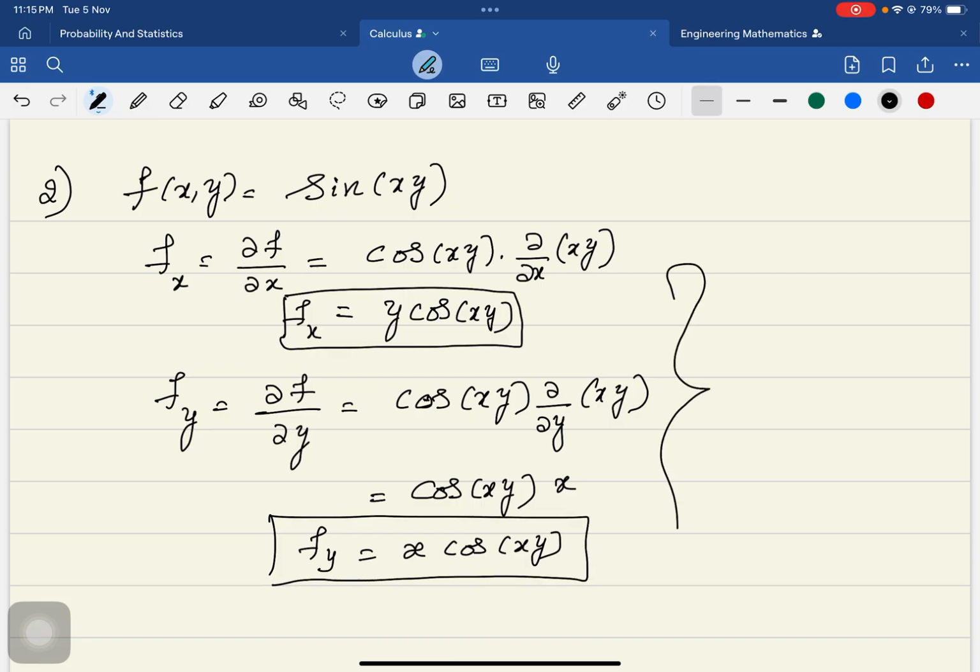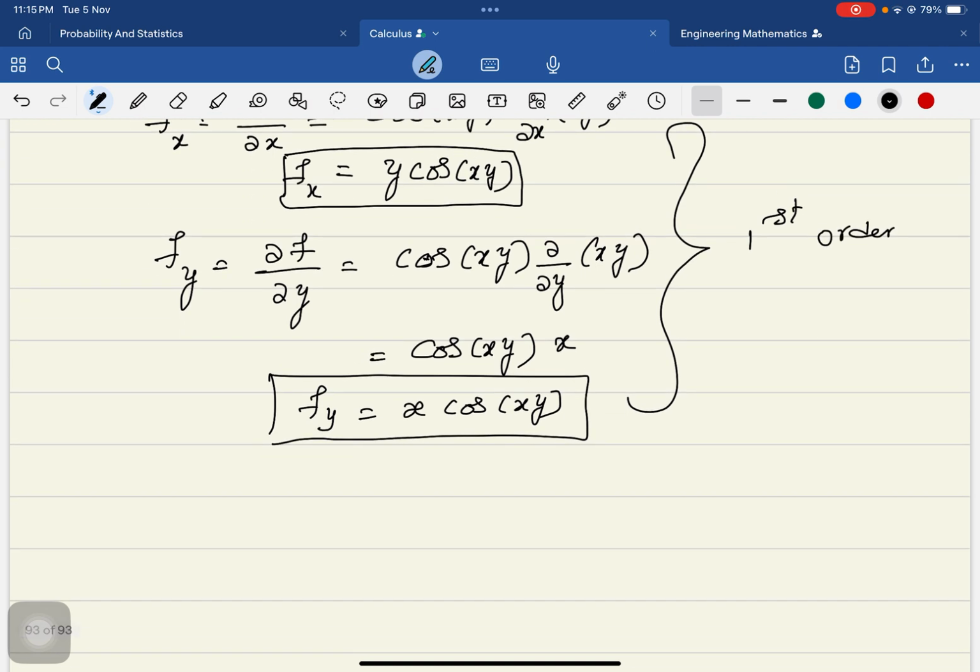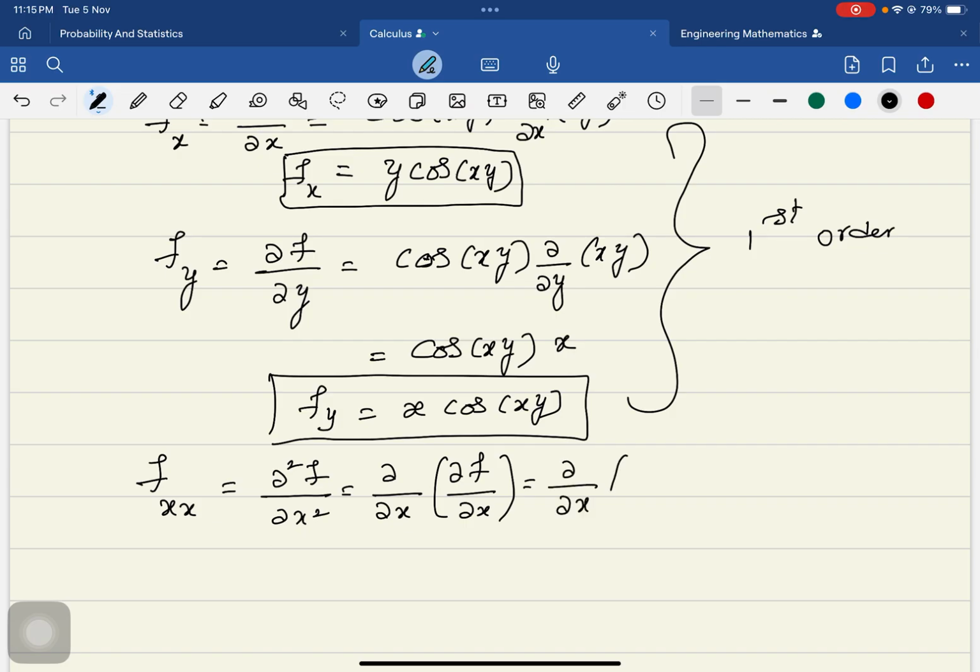So now these are all first order. Now we are entering into the second order partial derivatives. What is that? Let us see. fxx is given by ∂²f/∂x², so that is ∂/∂x of ∂f/∂x. Now that is ∂/∂x of ∂f/∂x, which is what?